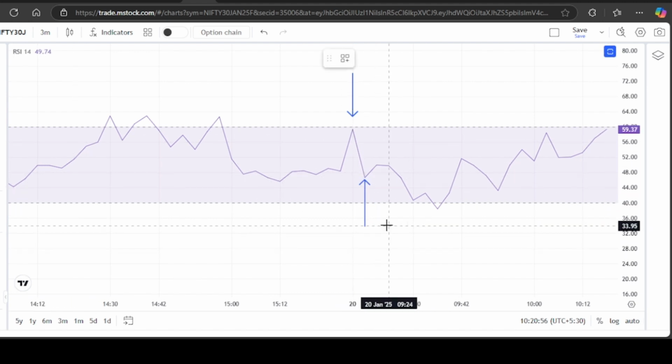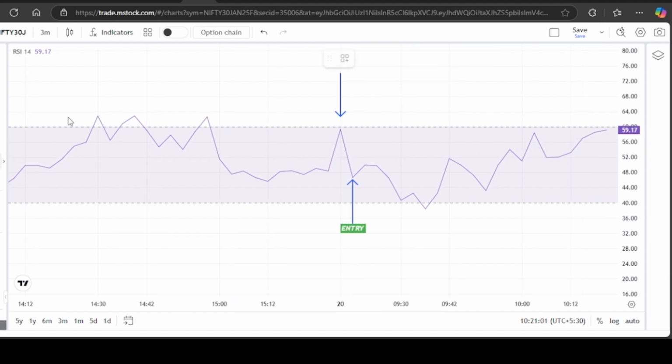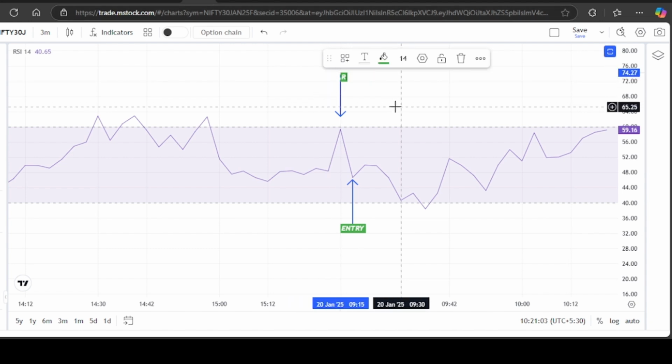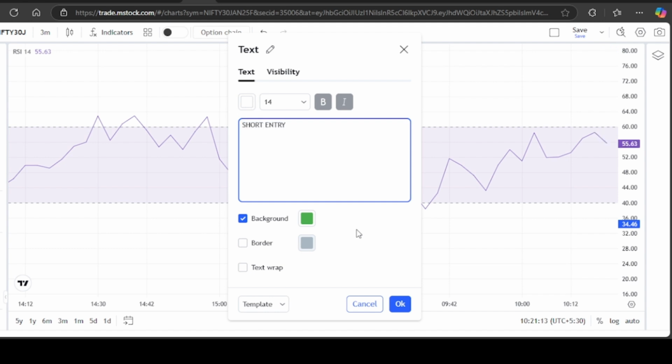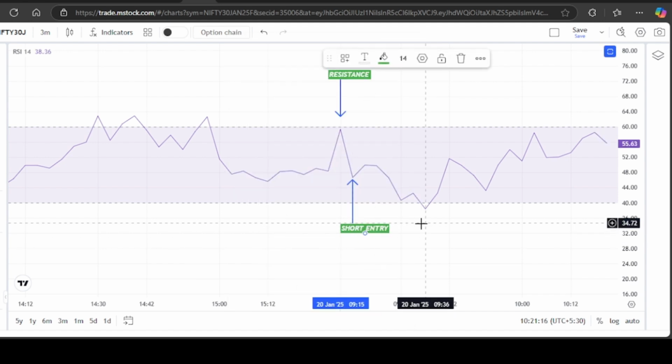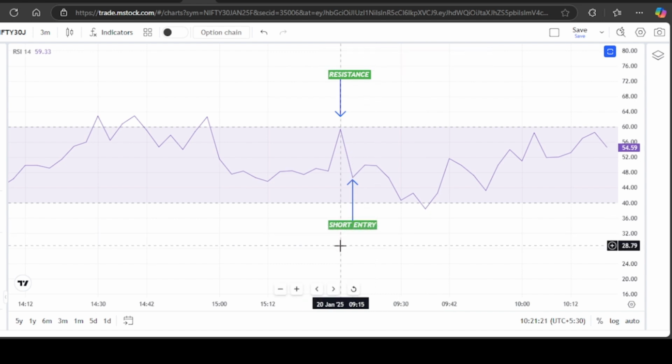Let's put entry. Let's mark this as resistance, and this will be the short. We are going to enter the market with a short. Okay, so we'll sell the Nifty futures, and now let's figure out how we come to a conclusion, where we exit.